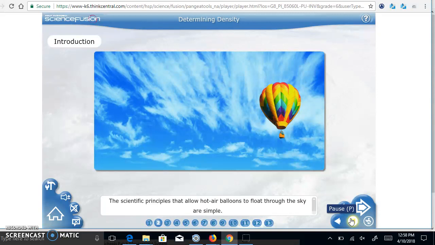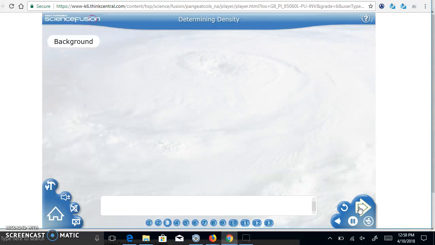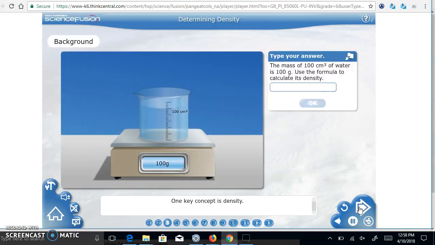The scientific principles that allow hot air balloons to float through the sky are simple. In this lesson, you'll learn about some of these principles and see them in action. One key concept is density. Iron is denser than wood because a certain volume of iron has more mass than the same volume of wood.